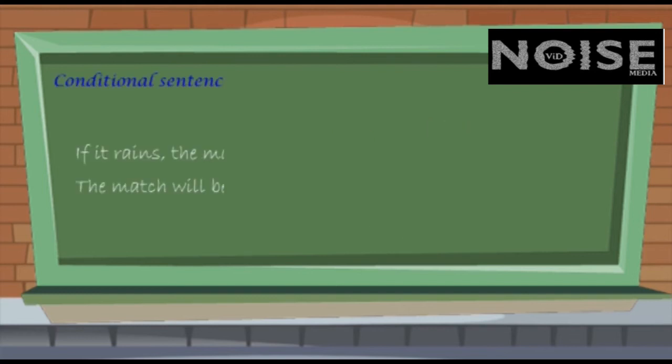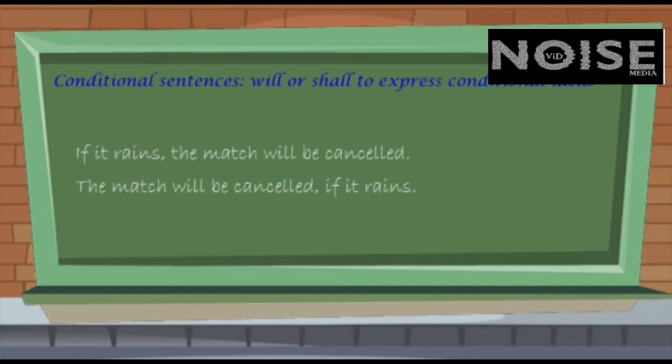We use will or shall to express conditional ideas when we say what will happen if something else happens. For example, if it rains, the match will be cancelled. The match will be cancelled if it rains. This simply means you can bring this will clause to the beginning as well.